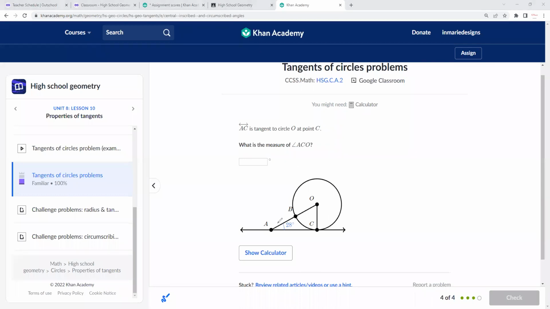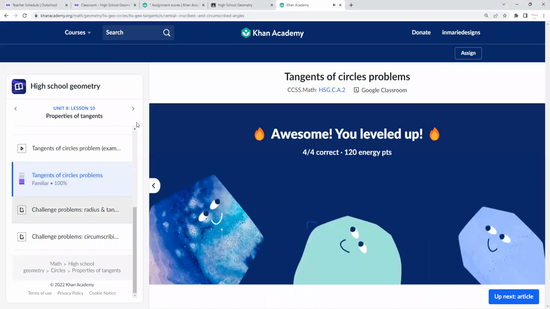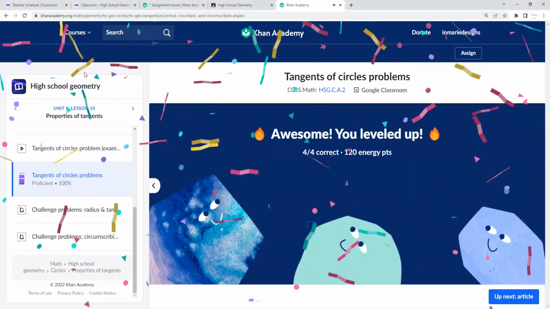What is the measure of ACO? Okay, we're looking for this angle here. Well, if AC is tangent to circle O, and that's the radius, that's a 90-degree angle there. ACO is 90 degrees. And that's that. And that is the entire circles unit.